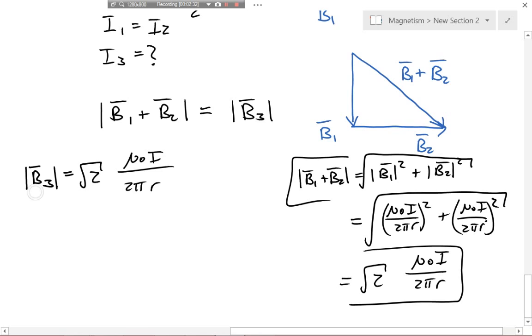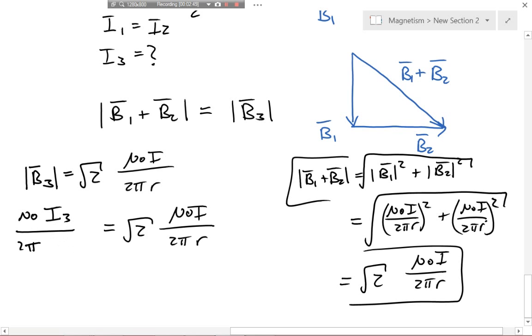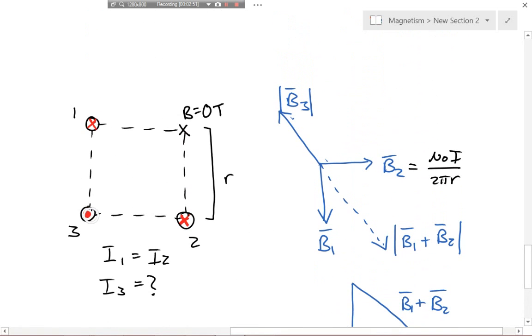Now, what's the formula for the magnitude of the magnetic field created by wire 3? Well, we have to be a little bit careful about this. So this is going to be equal to mu naught times the current flowing through wire 3 divided by 2 pi, and in this case, the distance between wire 3 and the empty corner is no longer equal to r.